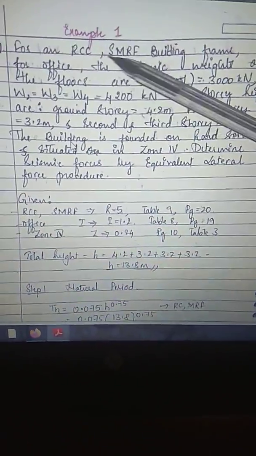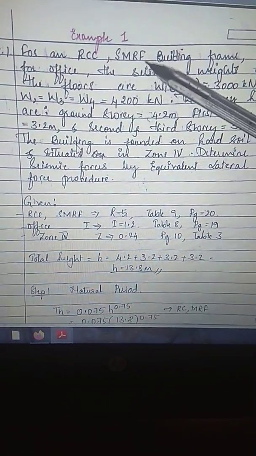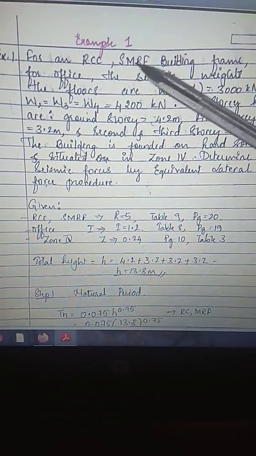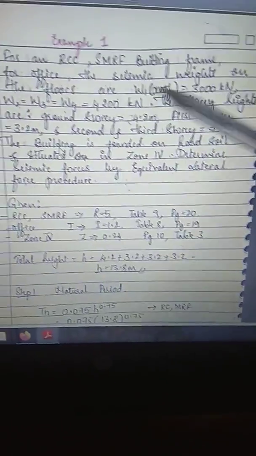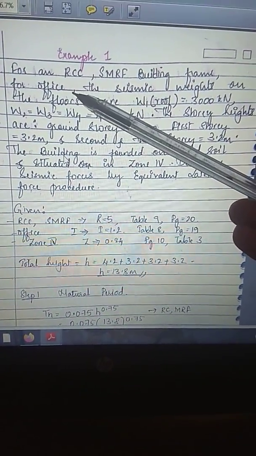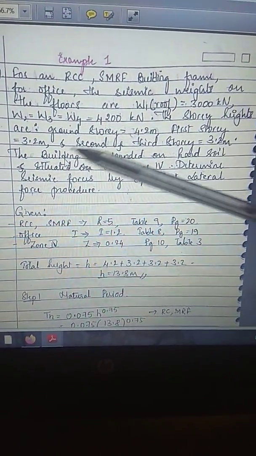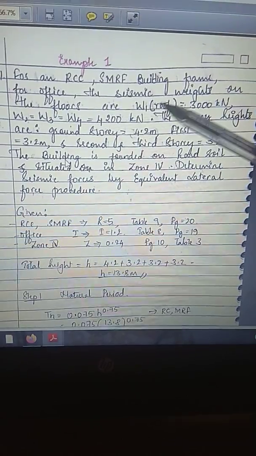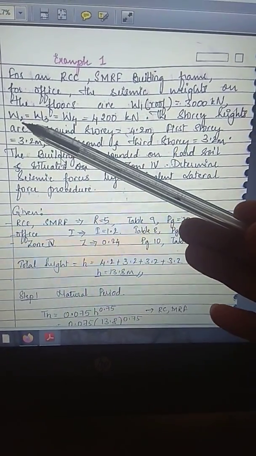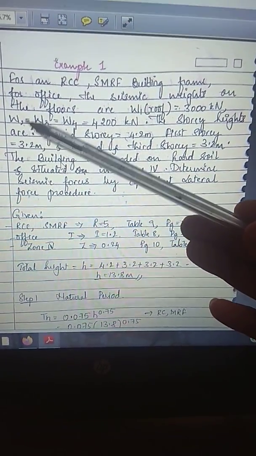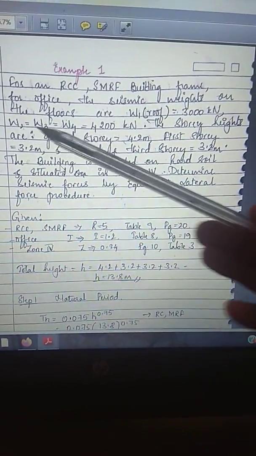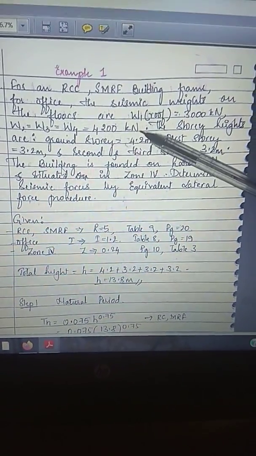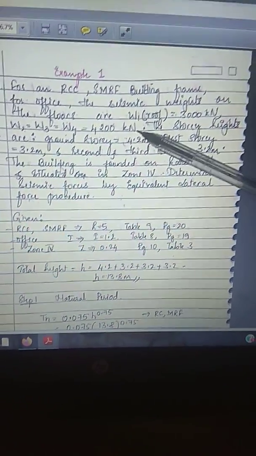For an RCC, so he mentions the building is an RCC SMRF building, that is special moment resisting frame building, for an office. So the type of the building is office. The seismic weights on the floors are: weight of the roof is 3000 kilonewton, the weight of the second, third and fourth, or the other three floors, is 4200 kilonewton. So basically it's a 4-story building.